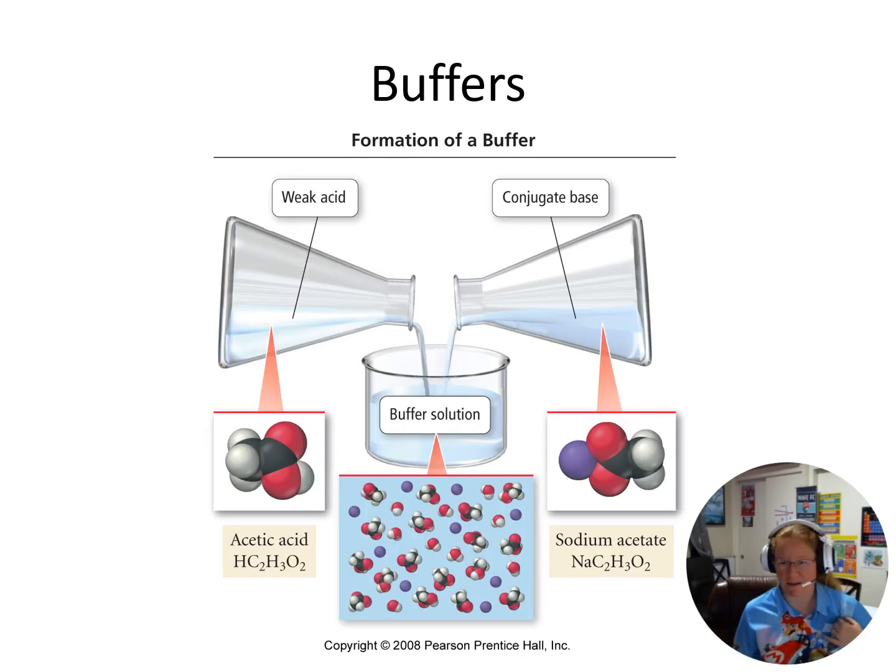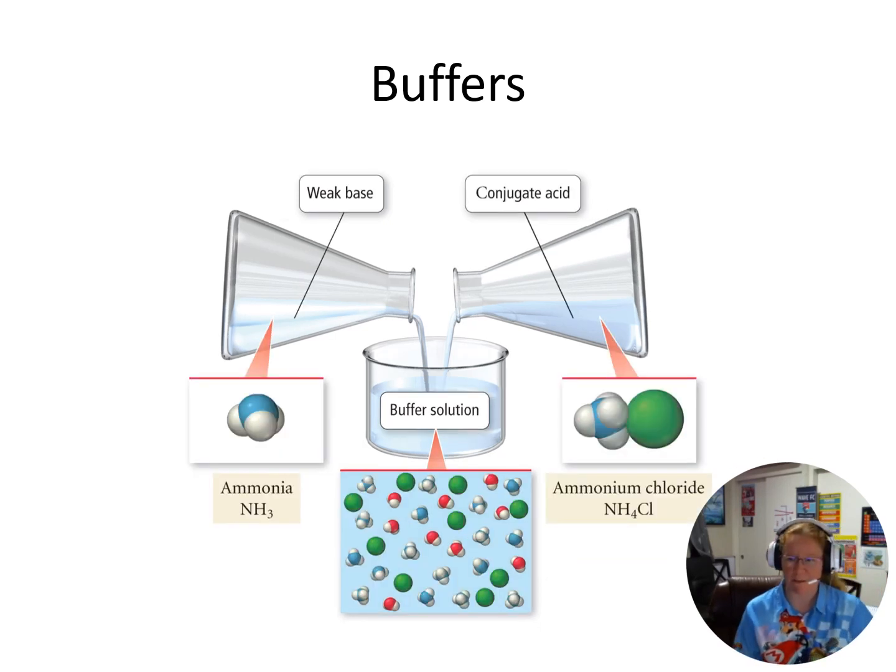So here would be an example. I would have acetic acid and then sodium acetate. Acetic acid is my acidic component, and then that acetate anion is my basic component. So there's my acid and my conjugate base. Another example, ammonia with ammonium chloride. Ammonia is a weak base, and then the ammonium ion is the conjugate acid.